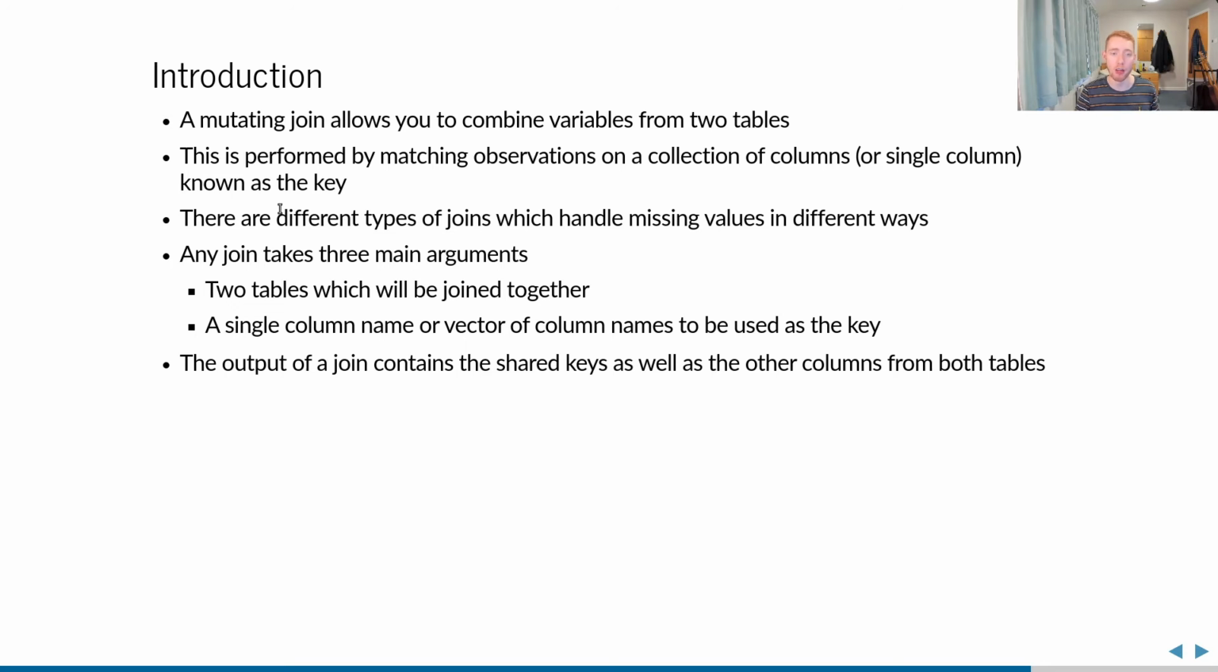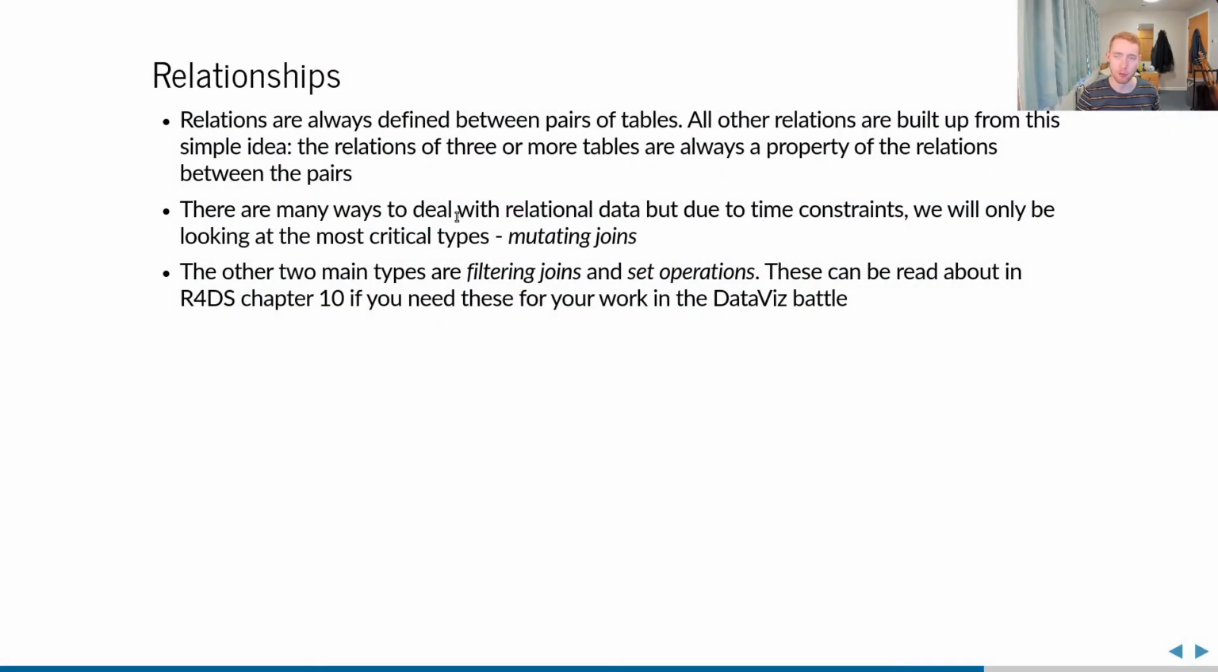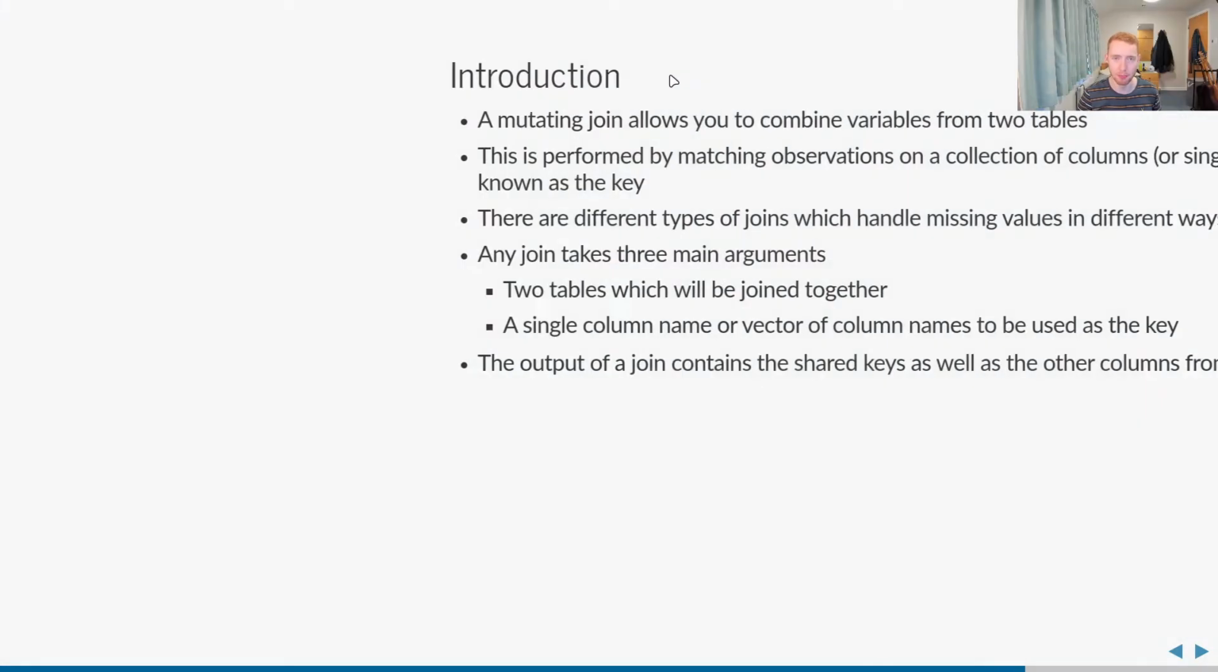So the two tables that are going to be joined together, and then either a single column or a character vector of column names going to be used as the key, so the columns that we join on. The output is always the same. It is a single table containing the shared keys and then any variables that were found in both tables. And so, looking at this, we can see that we're going to learn how to join together two tables, linking back to this idea about the philosophy of pairwise relations.